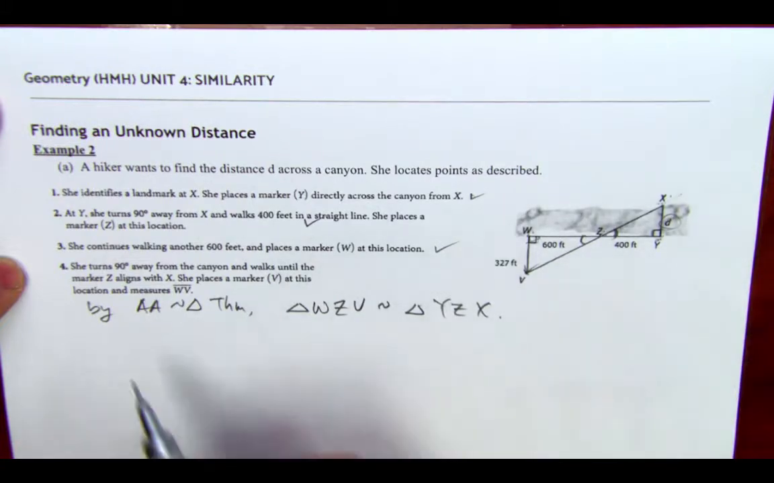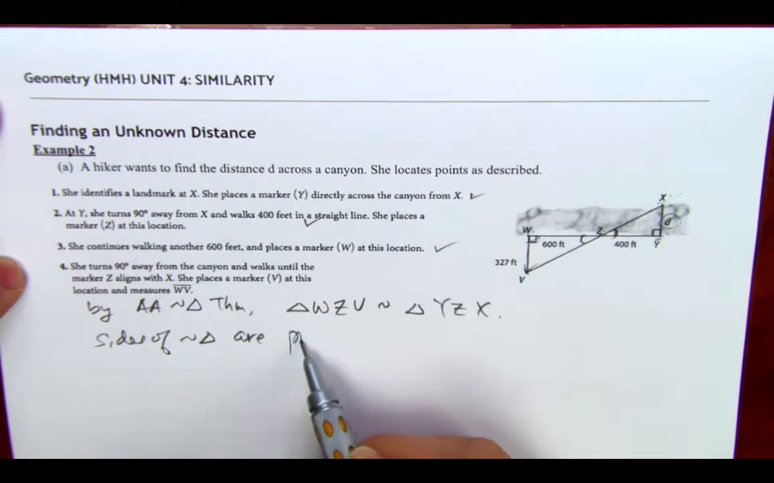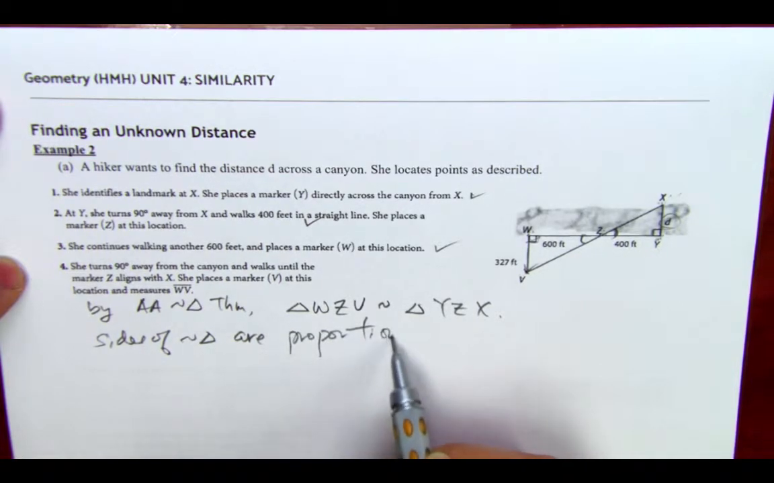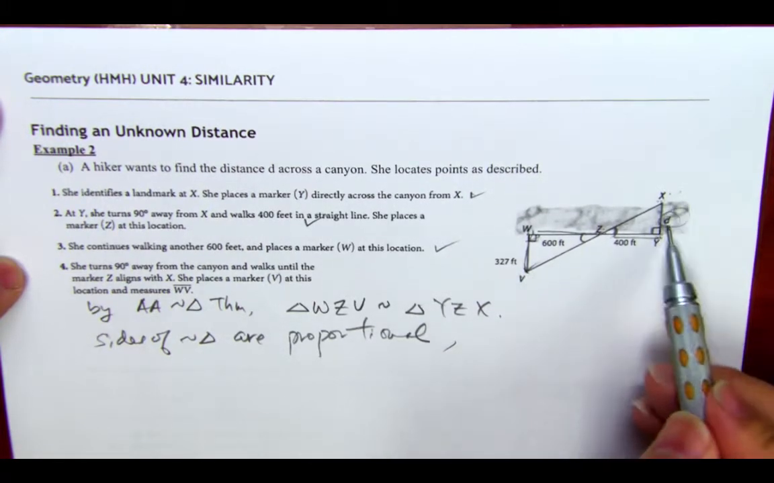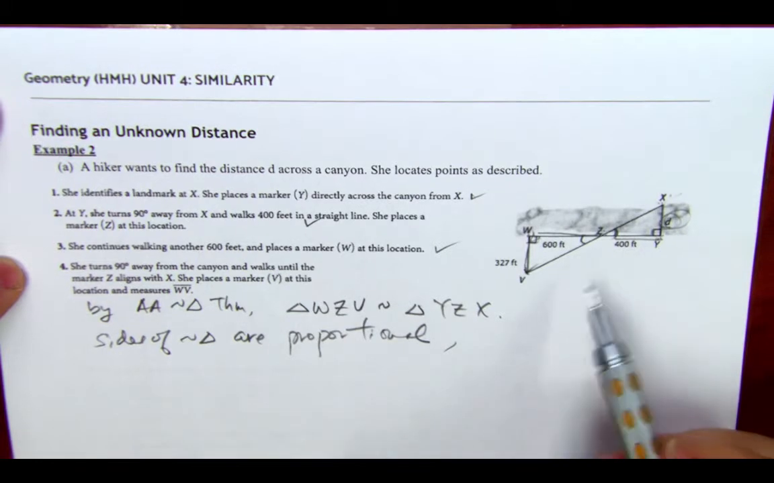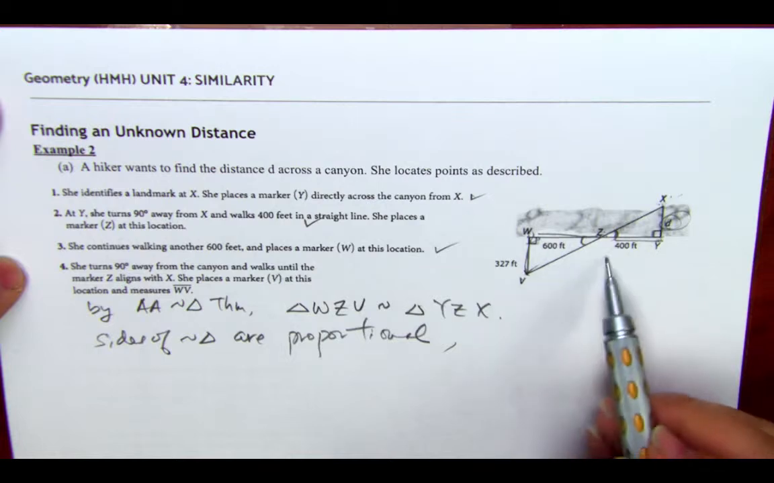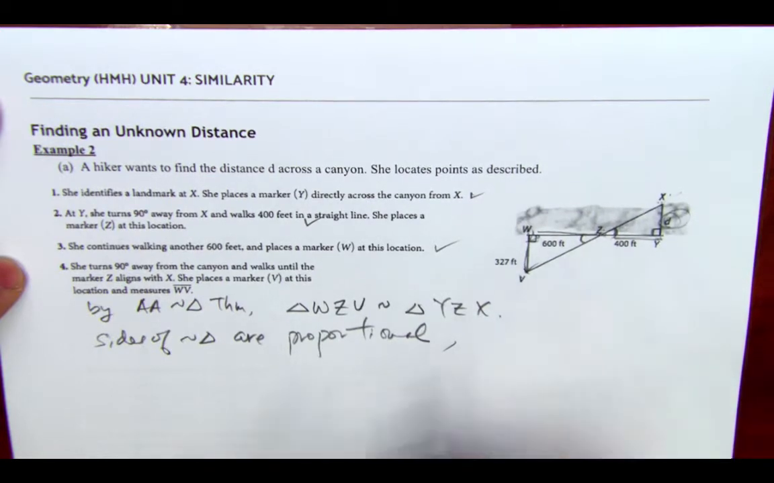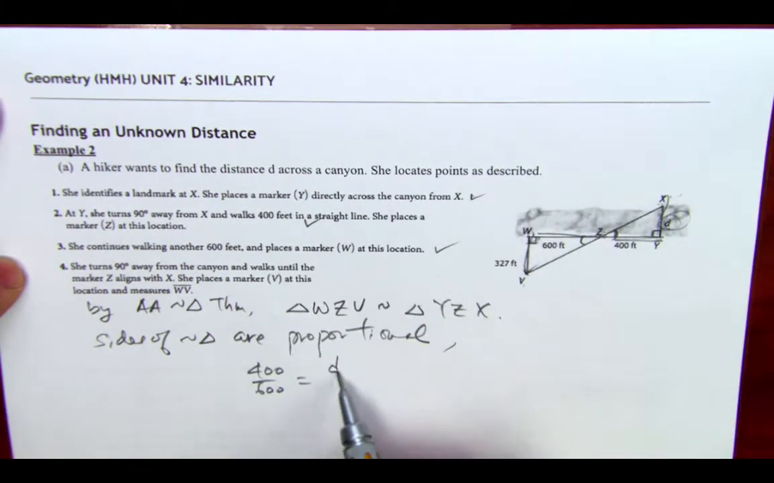So we know that the sides of similar triangles are proportional, right? Then we have this length and this length. There are a couple of different ways to set this up, but let's take the quick way. Small to big: 400 over 600 is equal to D over 327. Once again, that reduces to 2/3. So 3D is equal to twice the 327.